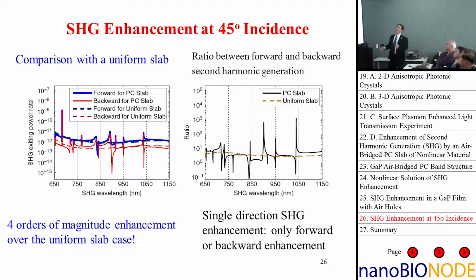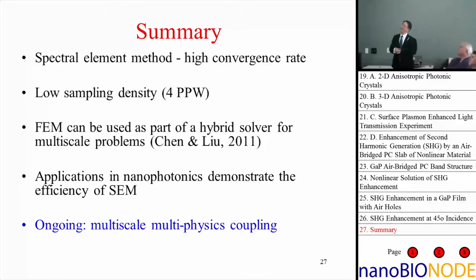Okay, so this is a quick talk. I gave you a talk about the spectral element method. The SEM has a very high convergence rate, so therefore it requires very small sampling density. Usually only about 4 points per wavelength sampling will be enough to give you higher accuracy than finite element with 20 points per wavelength.